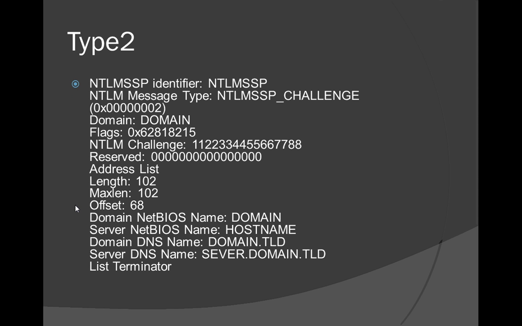This is a typical type 2 message, and this message is the challenge. So this comes from the server and gives the domain, the flags that the server supports, the NTLM challenge, which is what will actually salt the hash, and then at the bottom there's the domain name, the host name, and the DNS name as well.